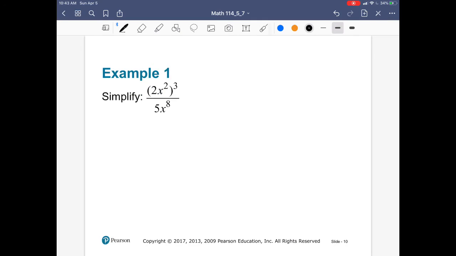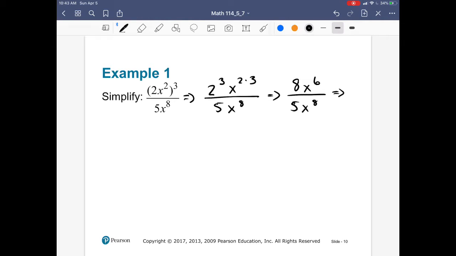Simplify exponential expressions. So this one, I'm going to distribute that exponent 3. So this becomes 2 to the exponent 3, 2 times 3 over 5x to the 8th. 2 to the power of 3 is 8. 2 times 3, which is the exponent of the x in the numerator, will become a 6 over 5x to the 8th. Now, this can be done in two different ways. I'm going to show you the one like we did before, and after that, I'm going to show you how it's supposed to be done using the negative exponents.